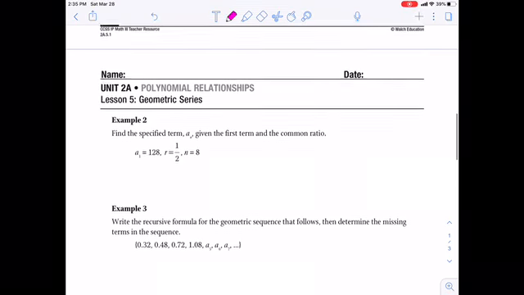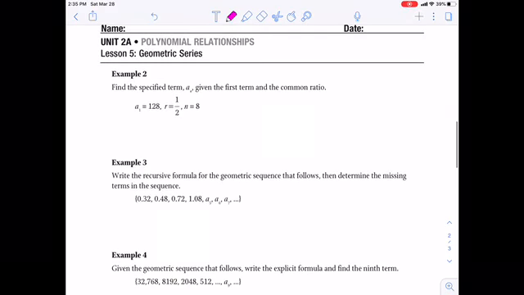Let's go ahead and move on to the back side of our guided notes page. Here on the back side, it asks us for the specified term given the first term and the common ratio. We know that our first term is 128 and our common ratio is 1/2. We want to know the eighth term of this sequence. There are several ways to do this, and one of the easiest is to just go ahead and multiply it out. So I know that a sub 1 is 128.